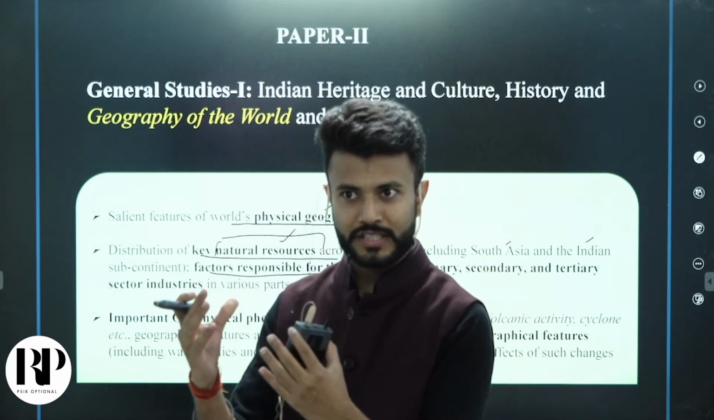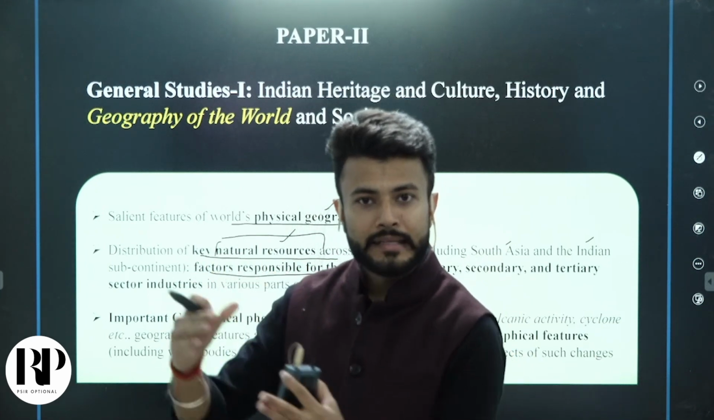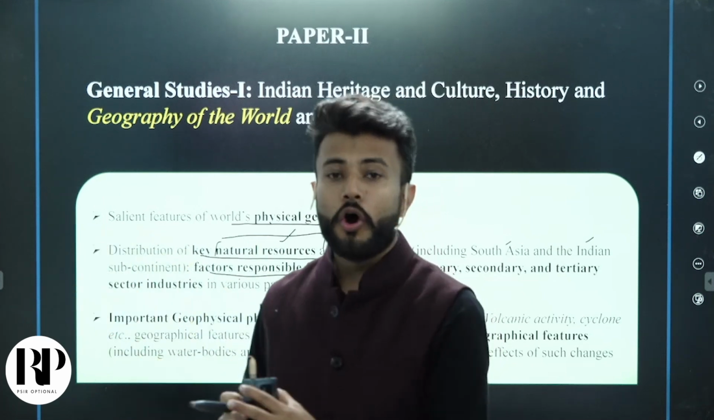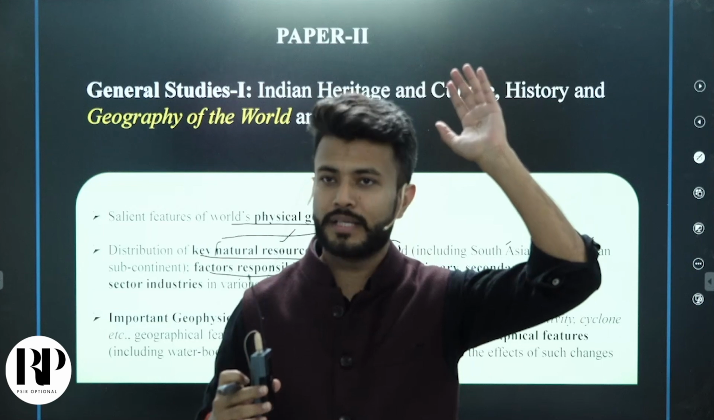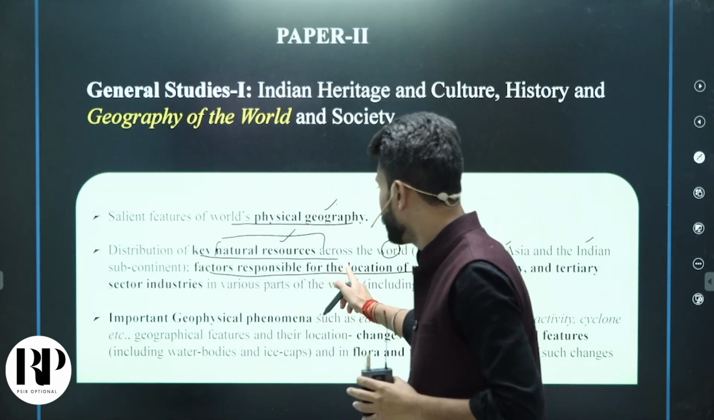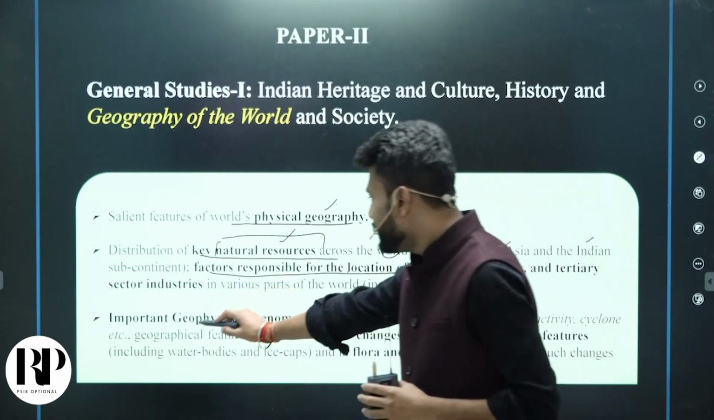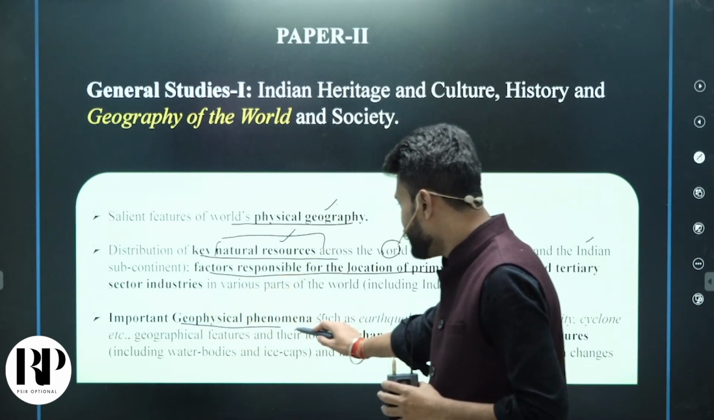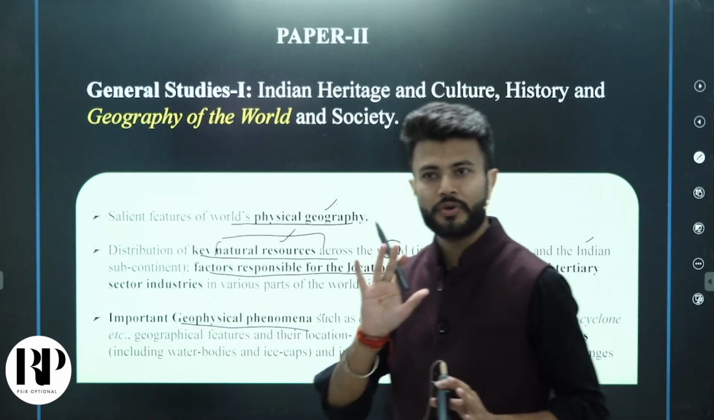Why are a few industries localized in nature, that is, found, let's say, only in the eastern plateau of India, while some other industries are found across India's length and breadth? So which factors govern industrial location? We shall be doing it for India here. The last section is very important. It says important geophysical phenomena such as earthquake, tsunami, volcano. This obviously you have done.